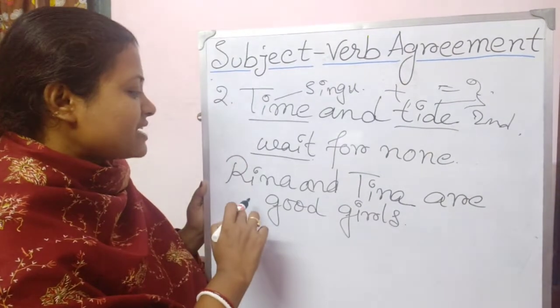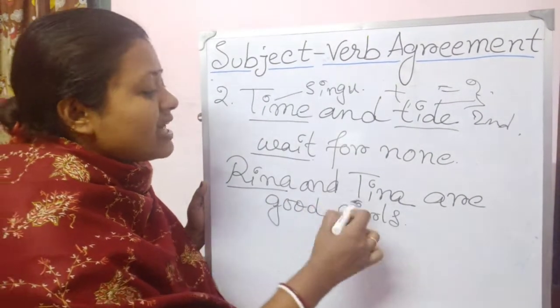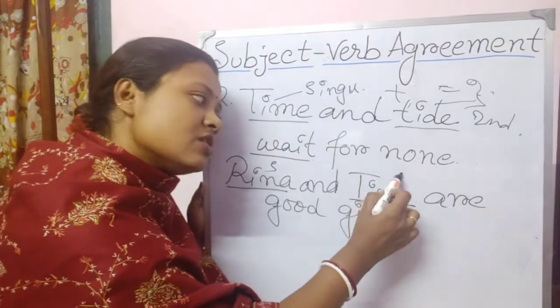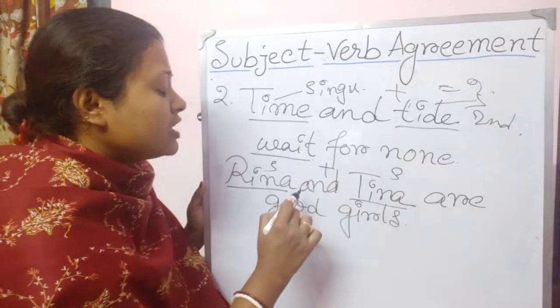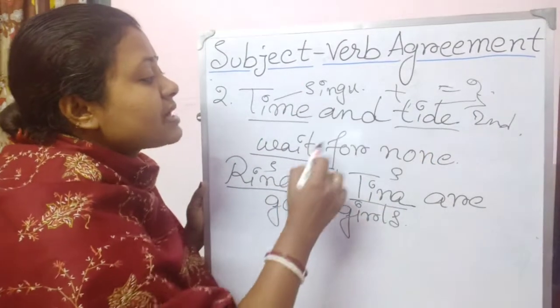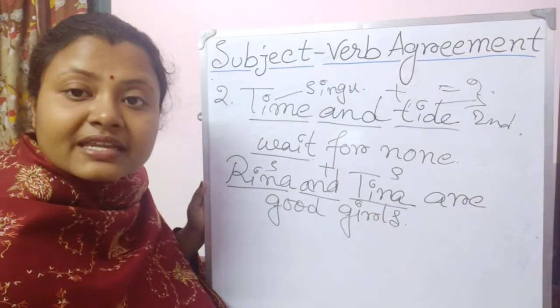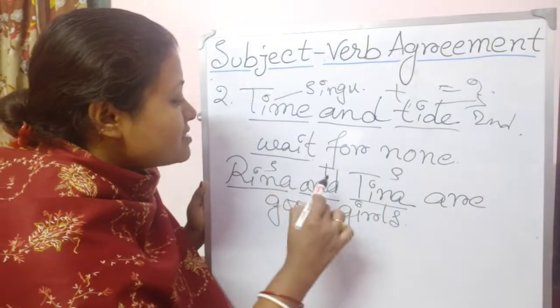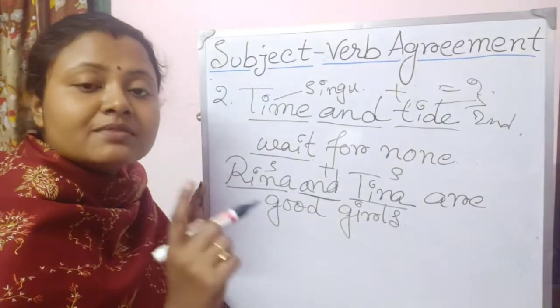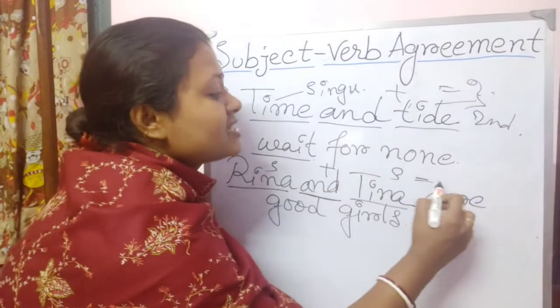Understood? Come to the next example. Rina and Tina. Rina is singular in number. Tina is also singular. Both are joined by and. Here also both of these singular subjects are joined by and. So here two singular subjects are joined by and. That makes it plural.